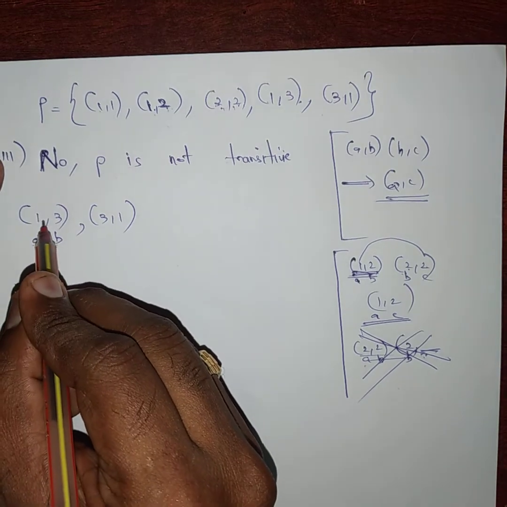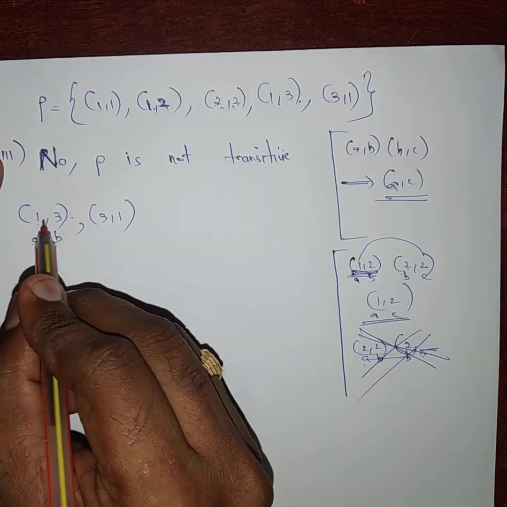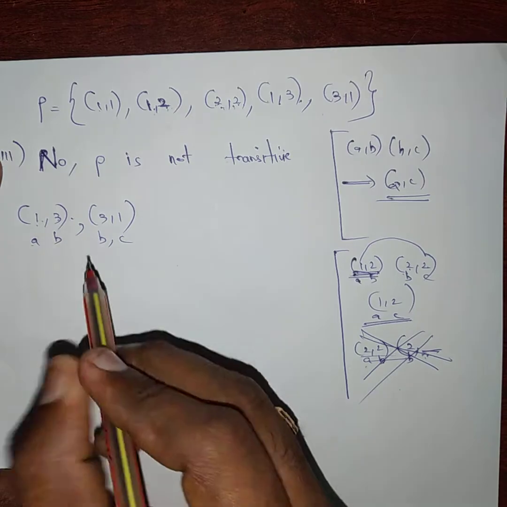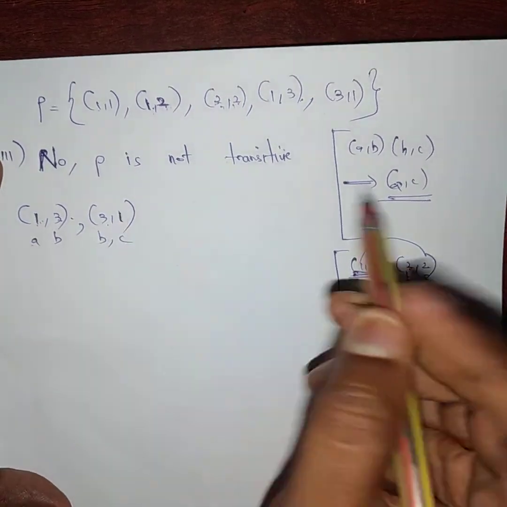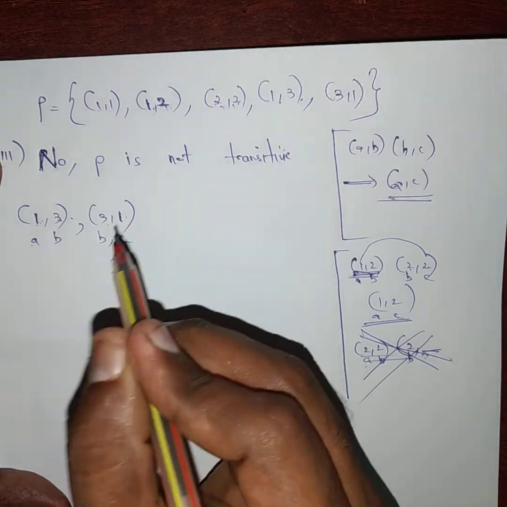This one is A, this one is B. This is B, and here we have 1 comma 3, 3 comma 1. This is the domain, this is the codomain, no problem. For 1 comma 3, 3 comma 1.